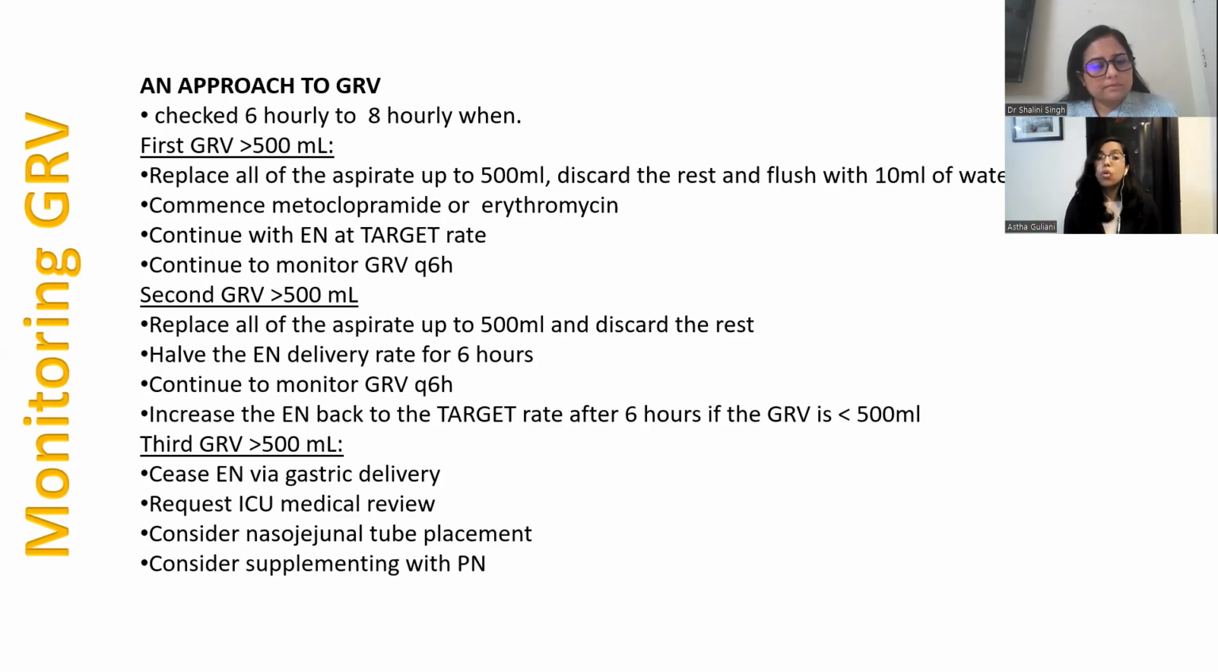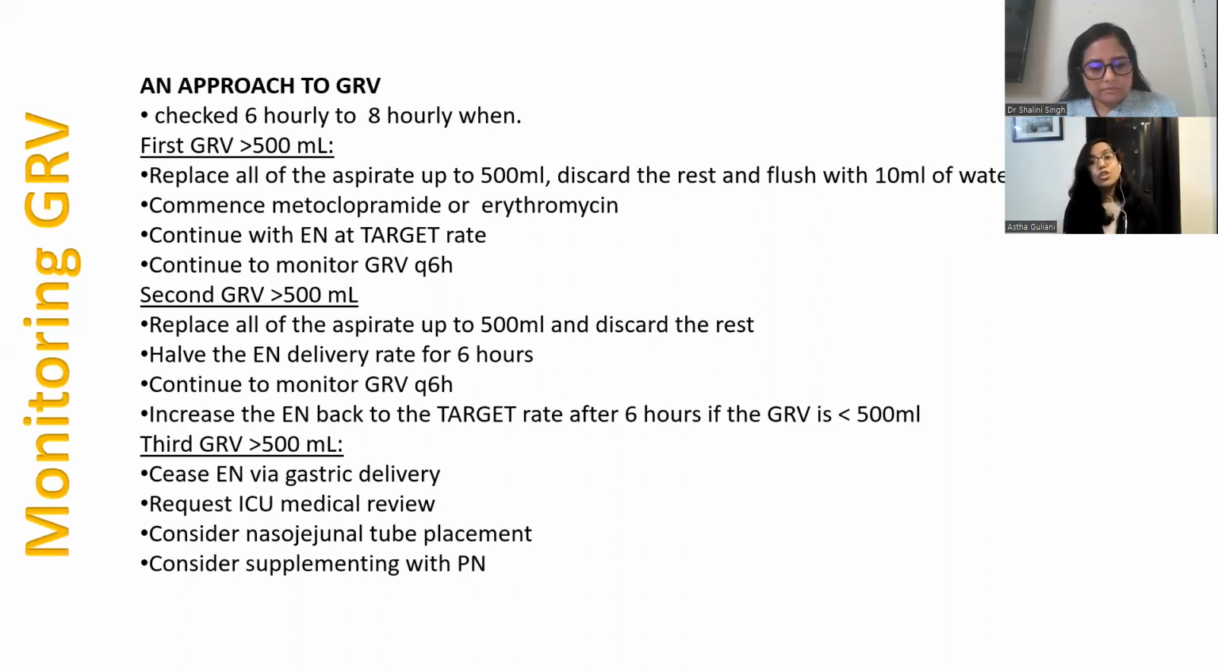If the second reading is also more than 500 ml, then we will replace all of the aspirate up to 500 ml and discard the rest. This time we will have to reduce the enteral nutrition. So we will halve the enteral nutrition delivery rate for 6 hours. And then again, we will continue monitoring the patient every 6 hours. In any case, after 6 hours, if the gastric residual volume becomes less than 500 ml, then we can increase the enteral nutrition back to the target rate that we had set before.